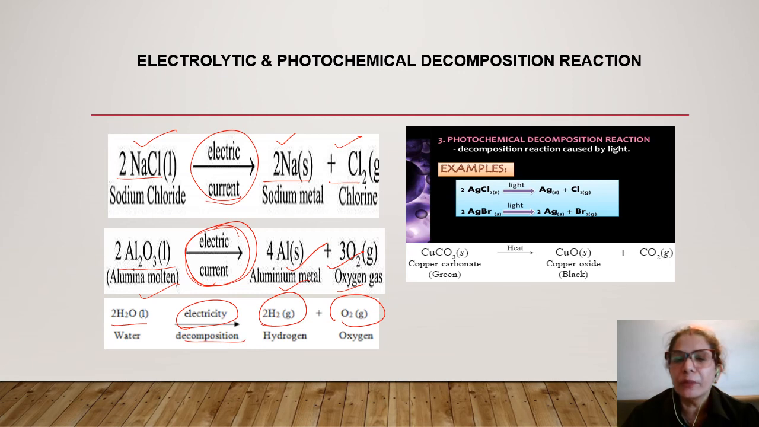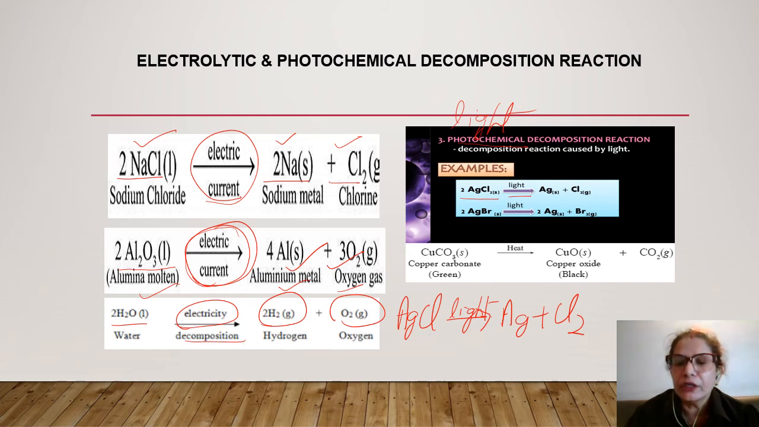Then we come to photochemical decomposition. Photochemical, as the name indicates, means in the presence of light. Decomposition which takes place in the presence of light is known as photochemical decomposition. So for example, silver chloride in the presence of light. Let me write it here again: silver chloride in the presence of light. On the arrow mark, the condition is written. If I don't write light and I just write silver chloride giving silver plus chlorine, it doesn't have any meaning, because the reaction cannot take place without light.